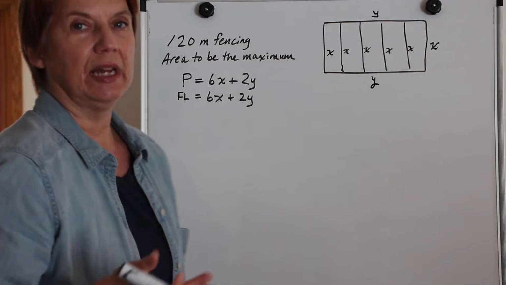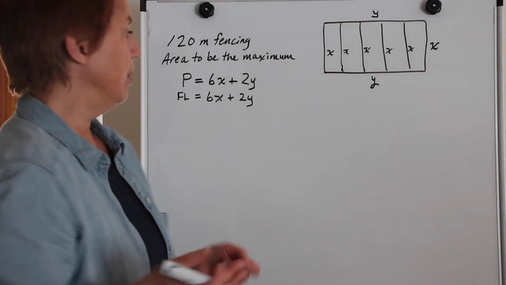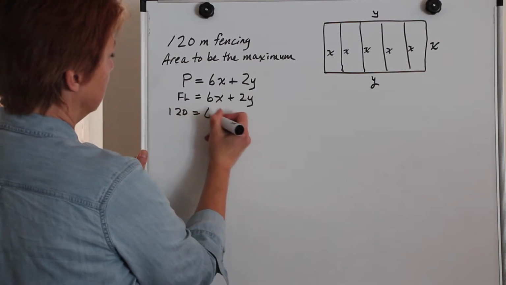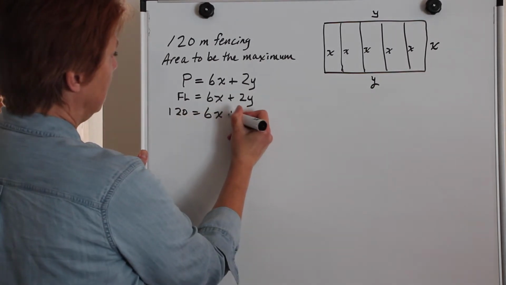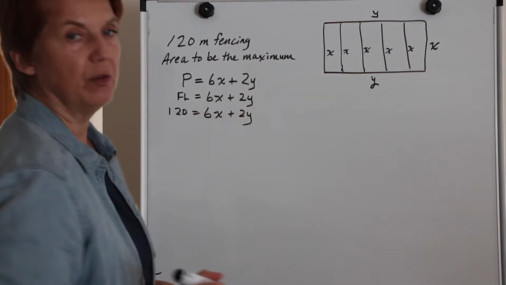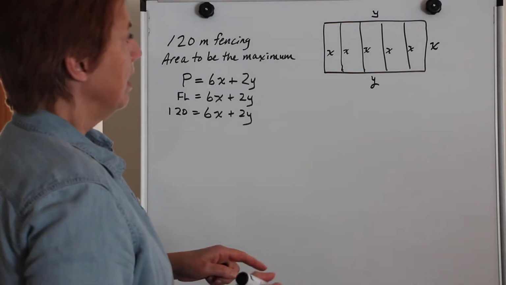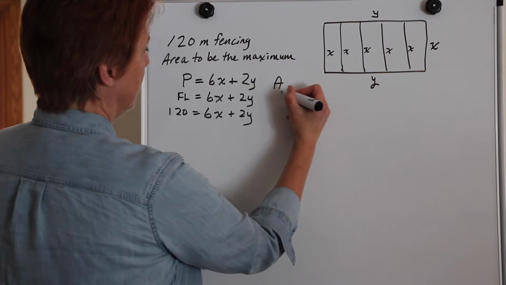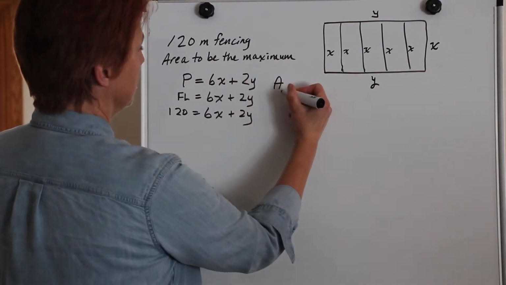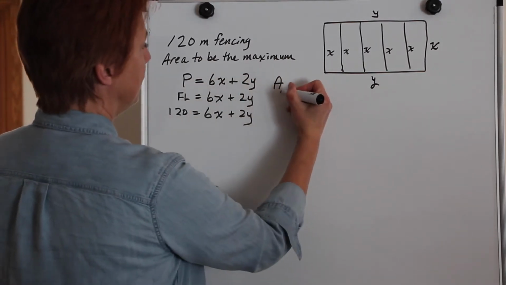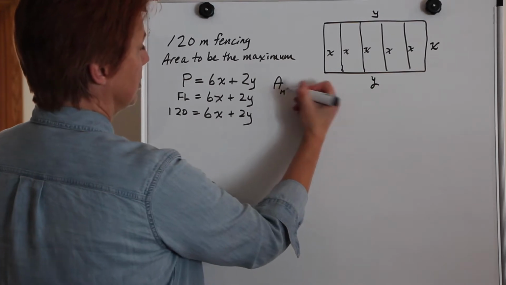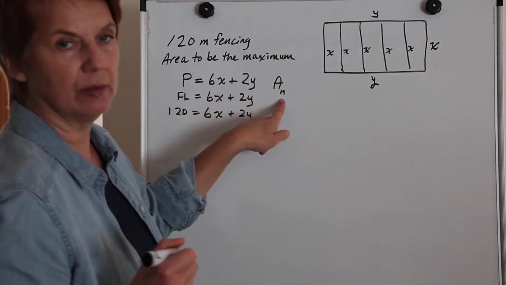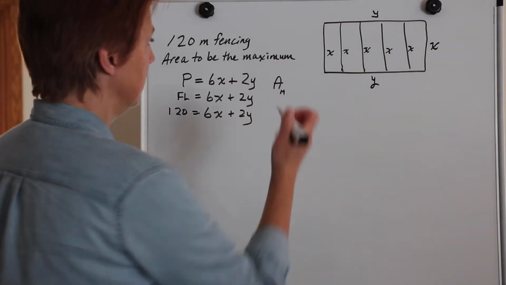Now we know what that fence length is. It isn't an unknown, so what we're going to do is replace the P, or the fence length, with 120. Okay? The other thing that we want to do is make an area equation. So these are your two equations. You've got your perimeter equation and you've got your area equation. I'm going to put a little m at the bottom there, and all that means is area maximum. Okay, that's what that little subscript means.